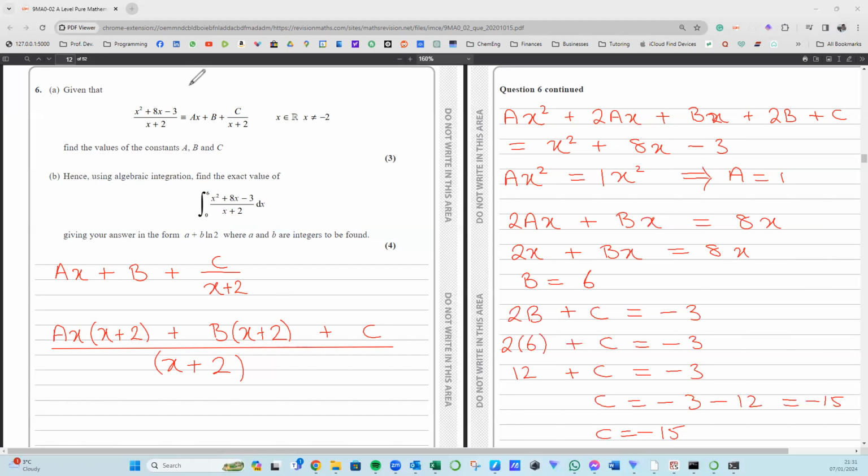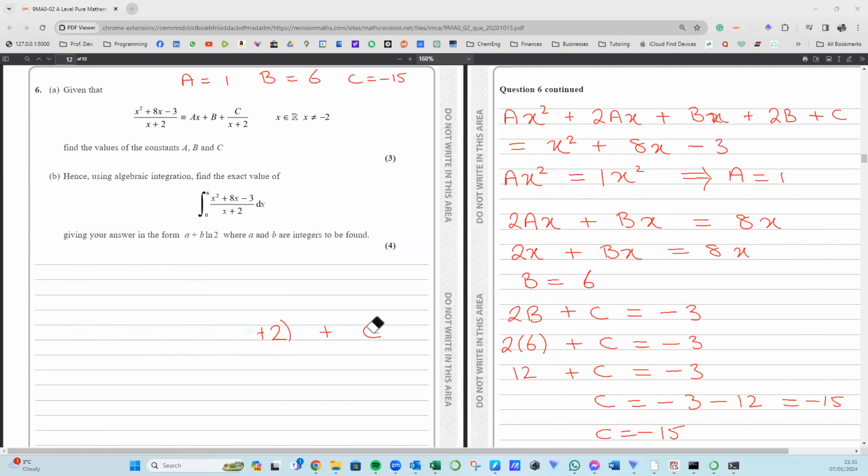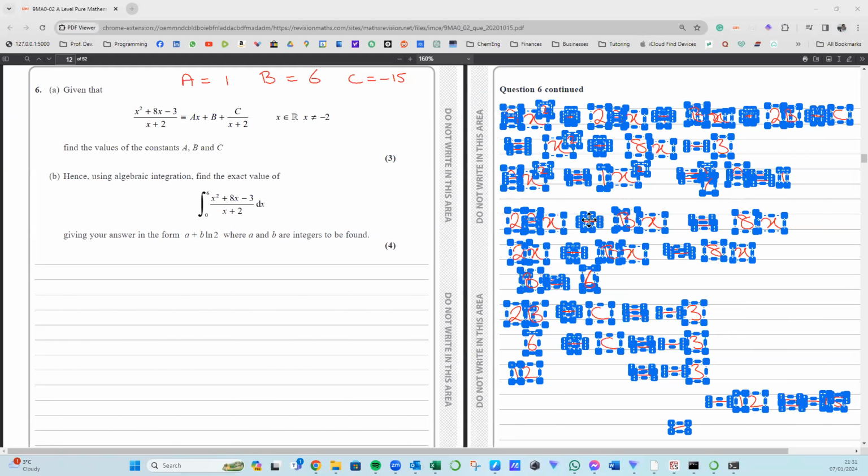Okay, so I guess we've completed the question as it's been asked. So what I'll do is I'm going to write a is equal to 1, b is equal to 6, and c is equal to minus 15. And then I'm going to get rid of everything on this side so we can do the integration, and then everything on this side as well. Might be quicker if I just do this. So get rid of all that. There we go.